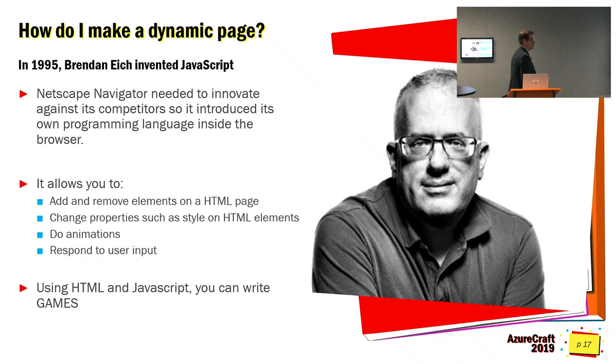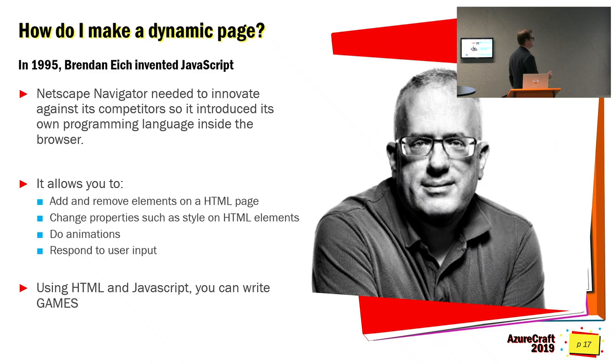How do you change it? How do you make it into a game that moves, that plays music, that does exciting things? Well, you have to make it dynamic. In 1995, the first browser war was happening. And effectively, there was a company called Netscape, and it had a product called Navigator. And it was being made obsolete by its competitor, Microsoft, with their Internet Explorer application.